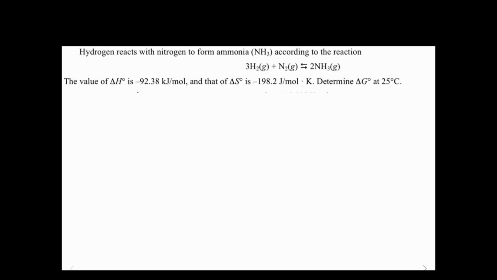For this question, we're asked about the Haber process, where nitrogen and hydrogen react to make ammonia. We're given the enthalpy and we're given the entropy. We're asked to determine delta G at 25 degrees Celsius. The first thing I see there is a 25 degrees Celsius. We have to convert that to Kelvin. So if we do 25 degrees Celsius plus 273, we get that that temperature is 298 degrees Kelvin. Or not even degrees, just 298 Kelvin.